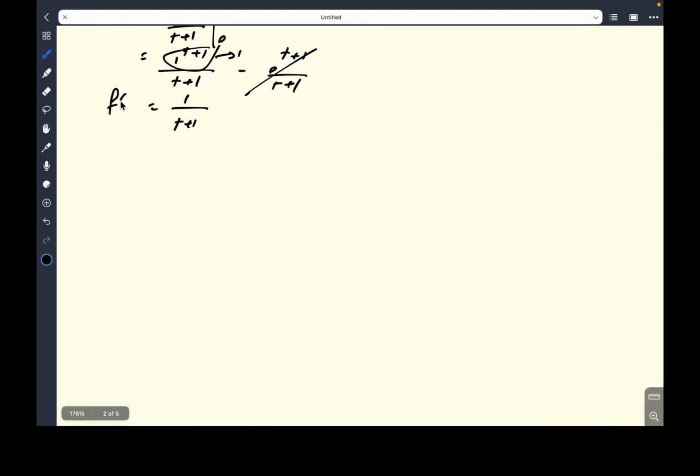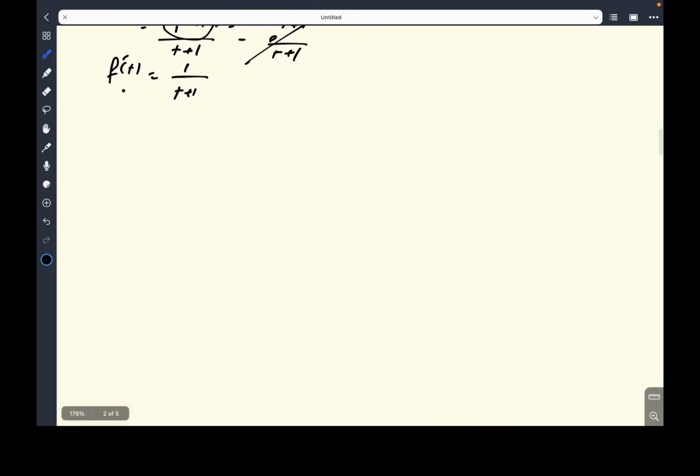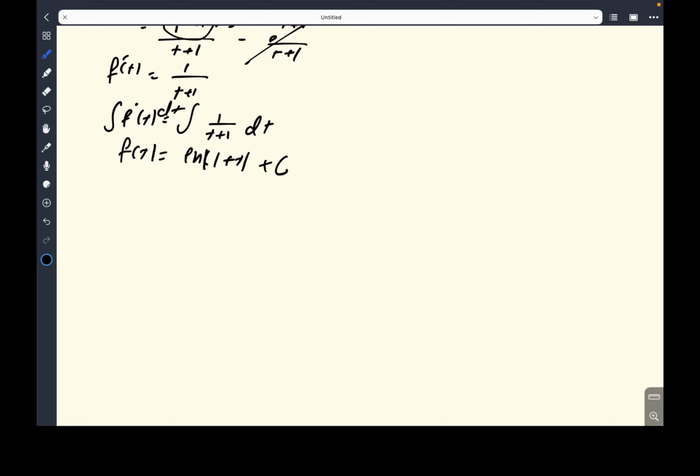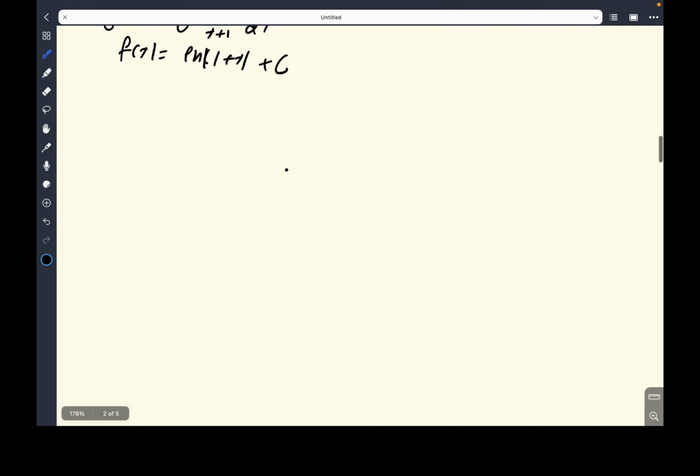So my f prime of t is 1 over t plus 1, and now if I integrate both sides of this equation with respect to t, 1 over t plus 1 dt, I'm going to get f of t to be ln of 1 plus t plus c, some constant of integration. Now remember that my f of t was the integral of x to the t minus 1 over ln x dx, which is now equal to ln of 1 plus t plus c.